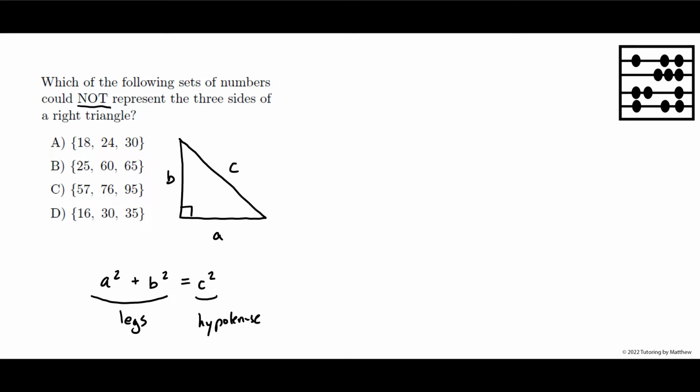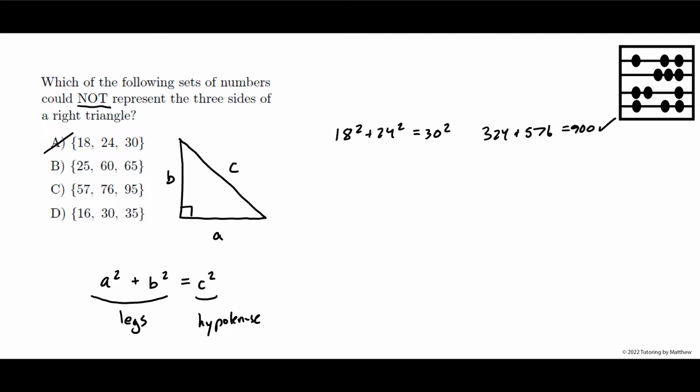So what we could do in this problem is we could do 18 squared plus 24 squared and see if that equals 30 squared. And this works great if you have a calculator. This is 324 plus 576. And does that equal 900? And yes, it does. We know that A is not the correct answer, but again, this only works if you have a calculator.